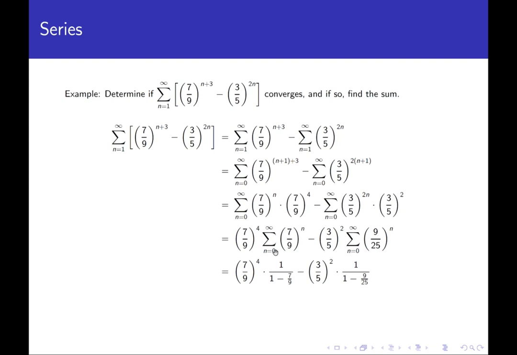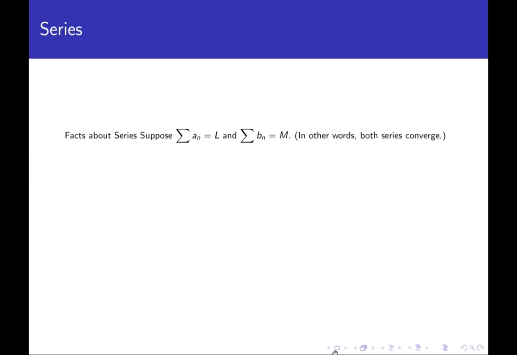Now we've got sum starts at 0, r to the n in both cases. So we use our 1 over 1 minus r formulas for that. And if you go through all the nasty arithmetic, you'll get that nasty fraction that no one really cares about.